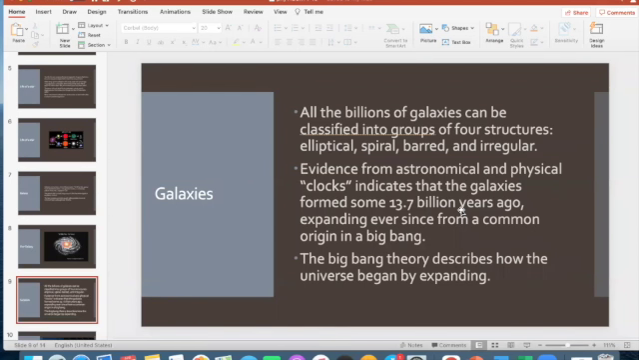So, more about galaxies. All the billions of galaxies can be classified into groups with four structures: elliptical, spiral, barred, and irregular. Evidence from astronomical and physical clocks indicates that the galaxies formed about 13 to 14 billion years ago, and the universe has been expanding ever since the Big Bang. So the Big Bang theory describes how the universe began by expanding.